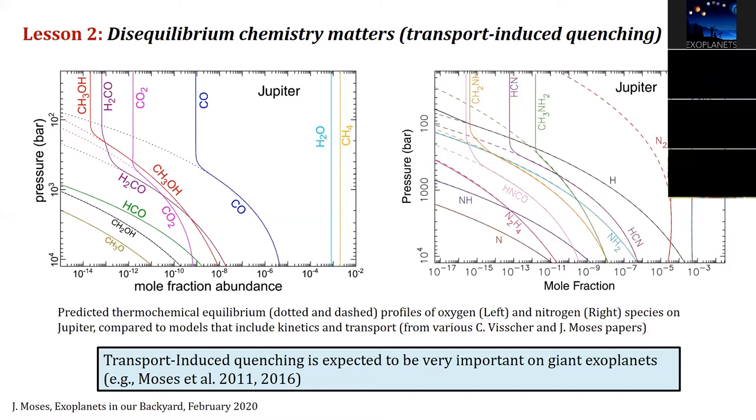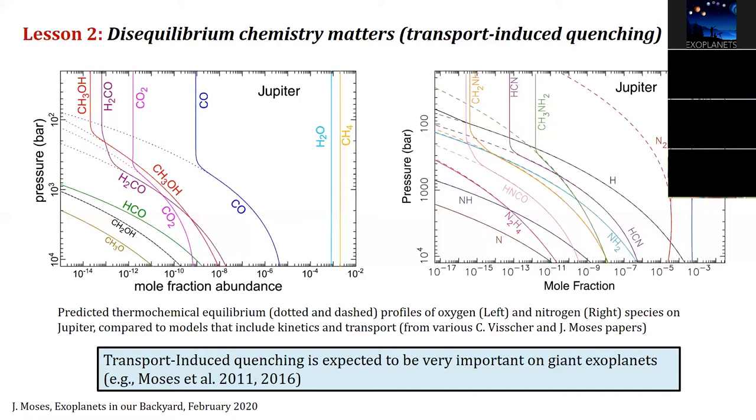So there's this process called transport-induced quenching, and what happens there is that at depth, the temperatures are high and the reactions can occur equally well in both directions, and so you can kinetically maintain equilibrium. But as you transport a parcel of gas upward, at some point it's colder and the reactions don't occur equally well in both directions. There's a high energy barrier, maybe in one direction.